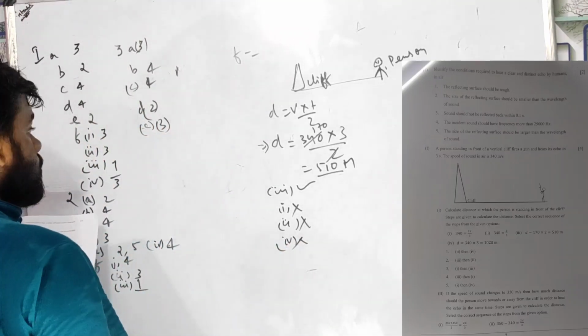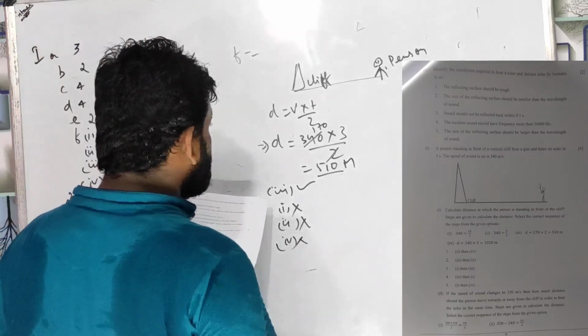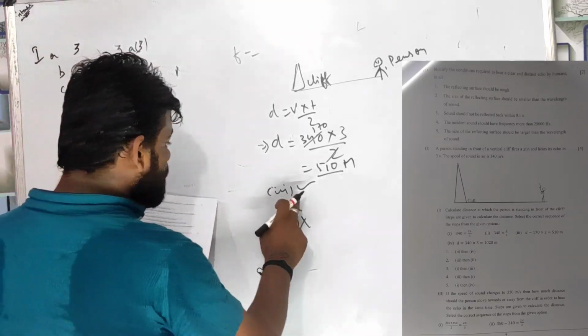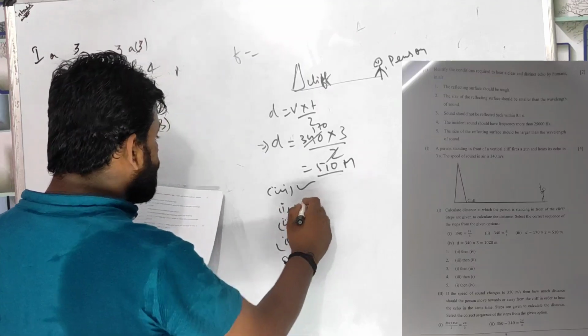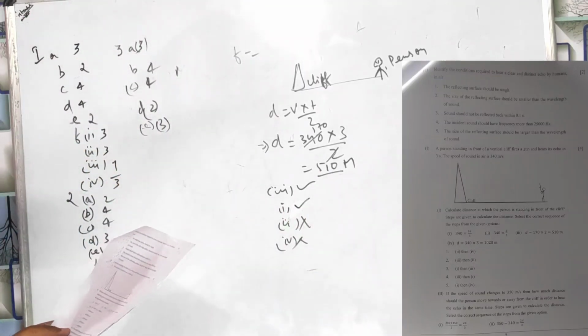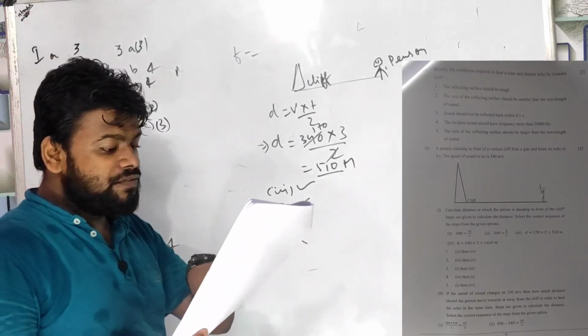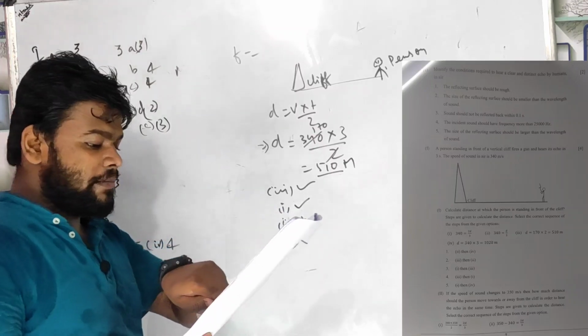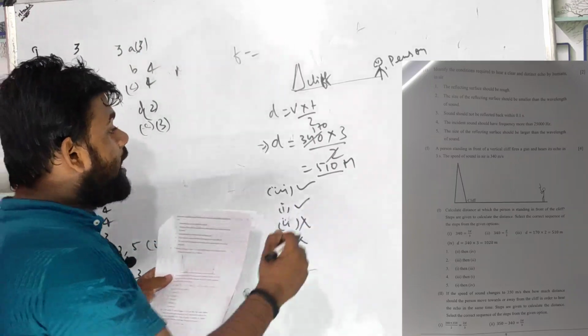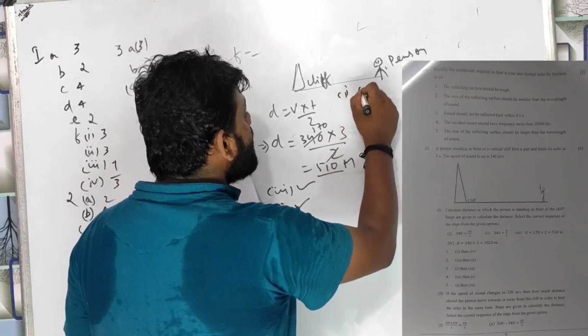340 into 3 by 2. Yes, bit 1 is correct. That means first what to do? Here the option is bit 1 and bit 3. Bit 1 and bit 3. पहला आएगा bit 1, दूसरे में आएगा bit 3.